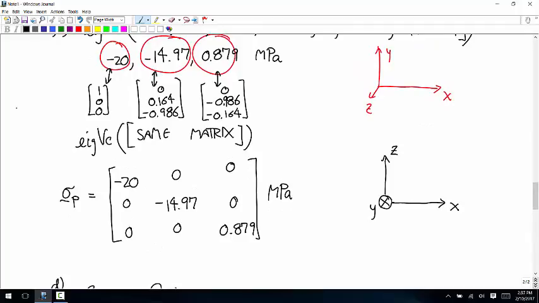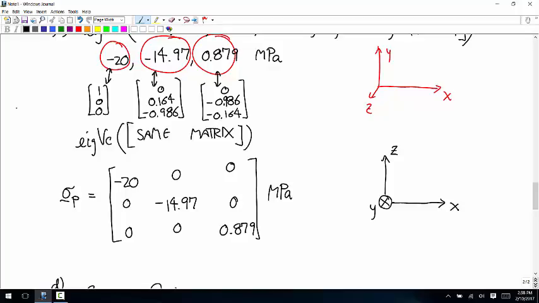So for our principal stress, which one of these is the useless one? The negative 14.97 is the one that doesn't mean anything to us. In our coordinate system, what axis is that corresponding to? Well, in our new coordinate system, it corresponds to the y-axis. Like in the principal stress tensor, it's in the y position. And so we're going to rotate this coordinate system 45 degrees about the y-axis.